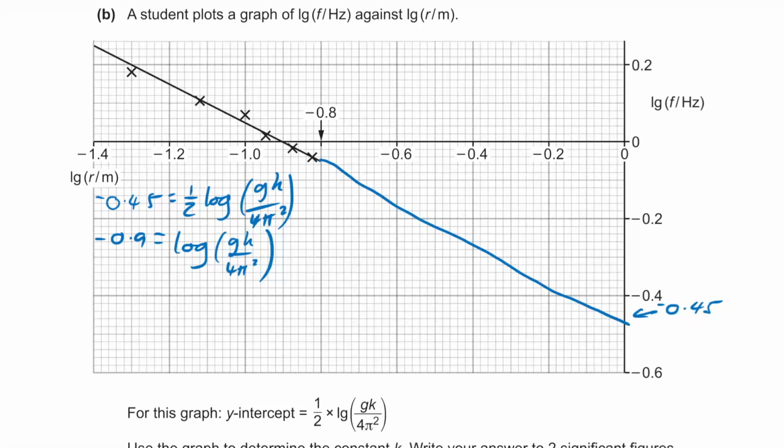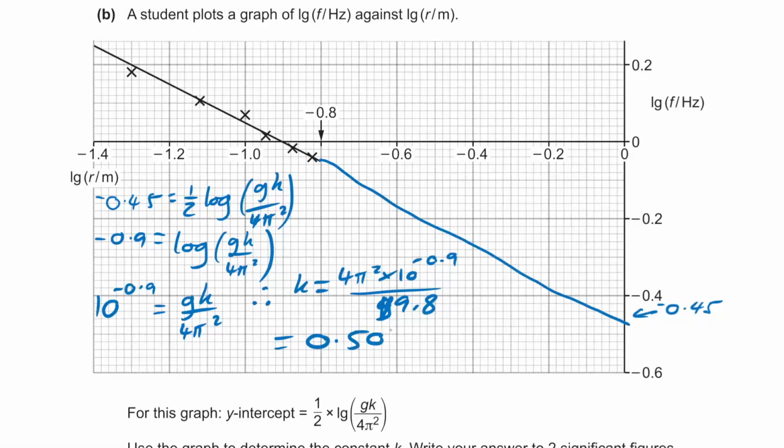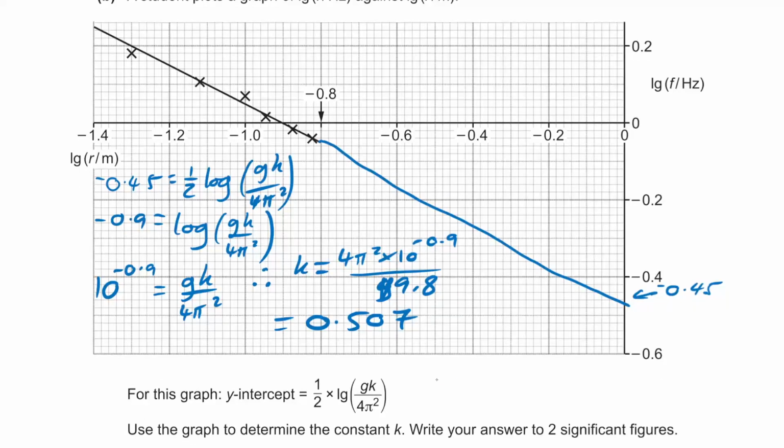So rearranging this, we want to delog both sides. Log, this is base 10, it's not natural log, so we can say 10 to the power of minus 0.9 is equal to gk over 4 pi squared. Therefore, taking everything over to the other side apart from k, we end up with k is equal to 4 pi squared times 10 to the minus 0.9 divided by g, so 9.8. And we end up with 0.507, but we're being asked to give it to 2 sig figs, and so that's going to be 0.51.